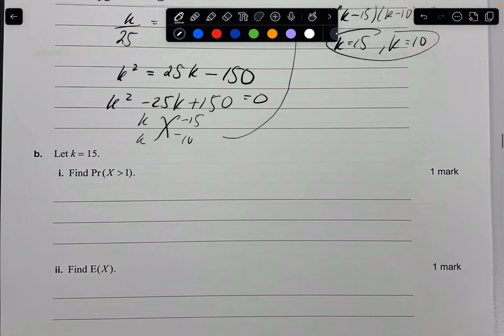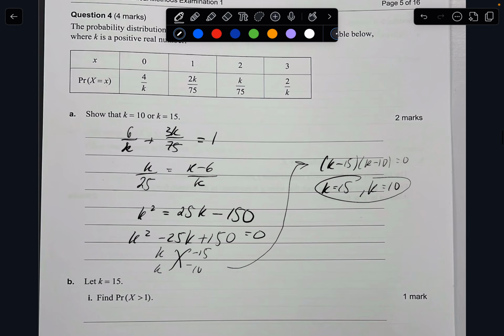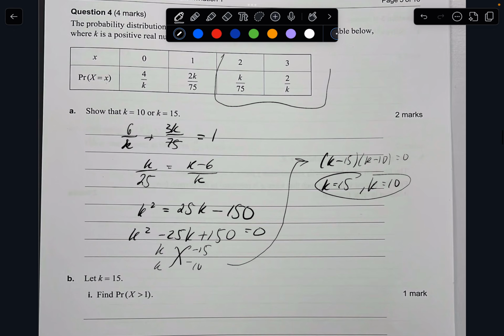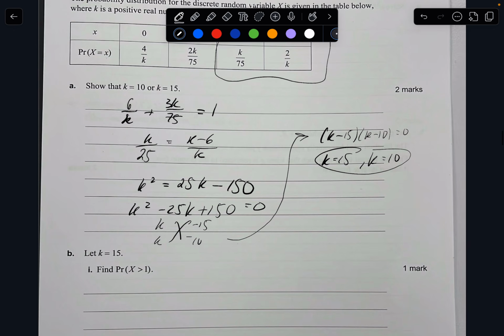If k is 15, find the probability that x is greater than 1. That just means these two. So it will be 15 on 75 plus 2 on 15.